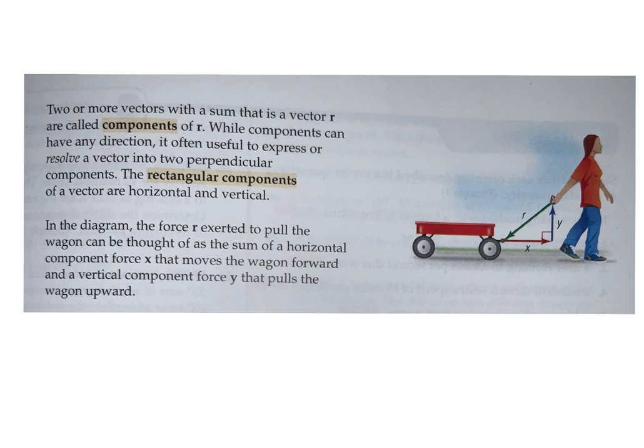All right, two or more vectors with a sum that is a vector R are called components of R. While components can have any directions, it is often useful to express or resolve a vector in two perpendicular components. The rectangular components of a vector are horizontal and vertical. Here's what they're basically saying: make a right triangle. There we go.